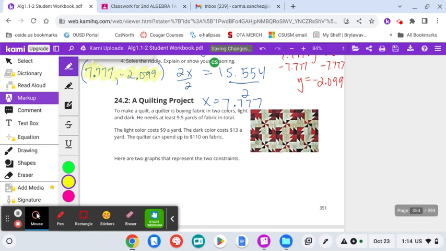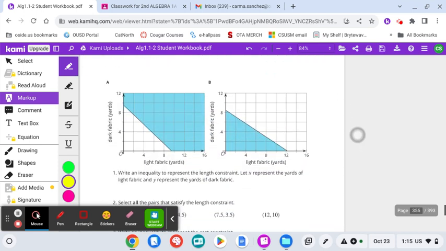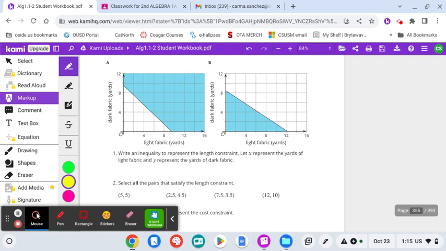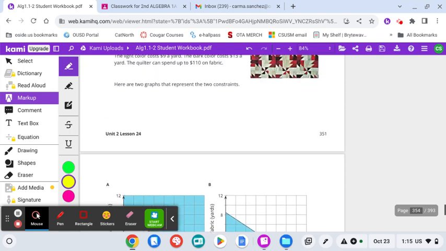Now a quilter is buying fabric in two colors, light and dark. He needs at least 9.5 yards of fabric total, and the light color costs $9 a yard, the dark color costs $13 a yard, and the quilter can spend up to $110. Here are two graphs that represent the two situations, and we're using X to represent yards of light and Y to represent yards of dark.